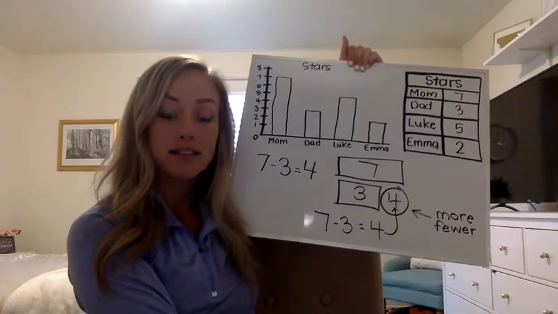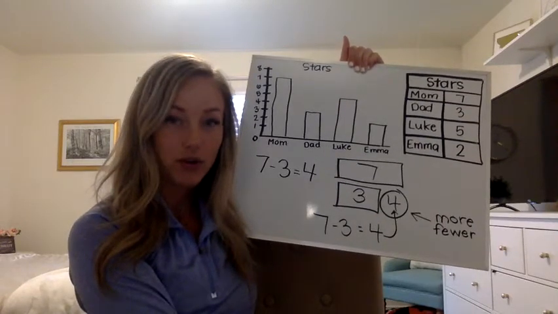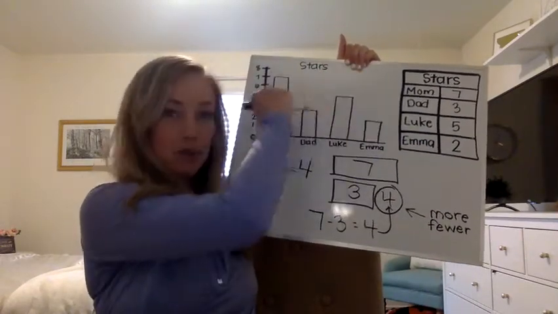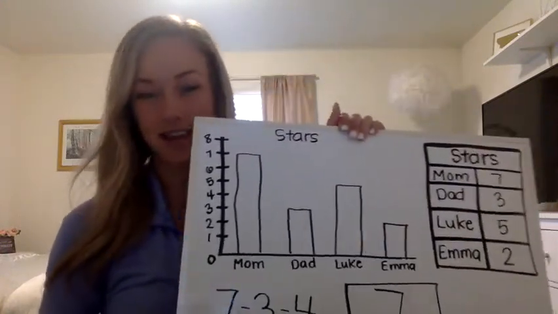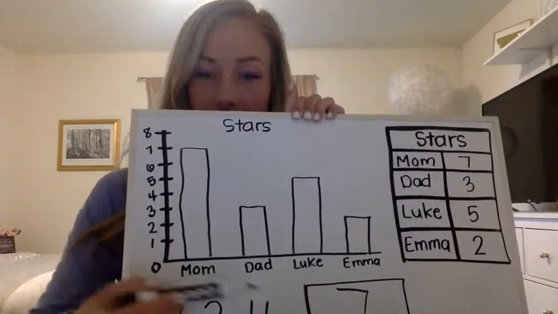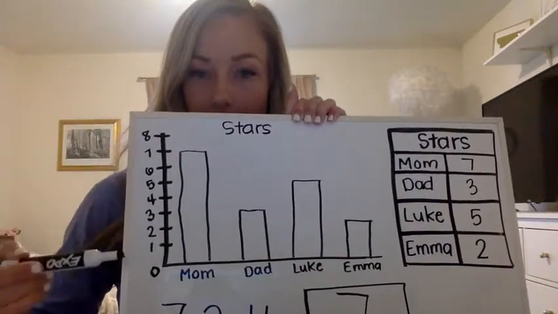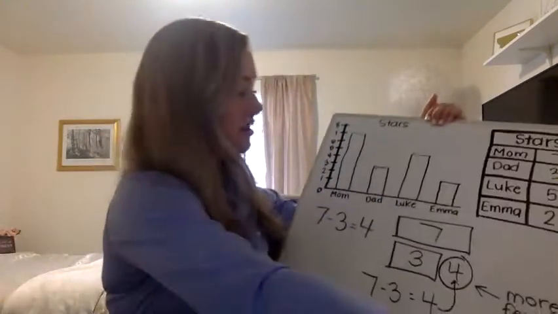Now, some of yours on Think Central have the bar graphs going this way, right, instead of up and down. It's the exact same thing. That just means that the numbers are down here and the names are over here, okay? But I'll show you how that works too.